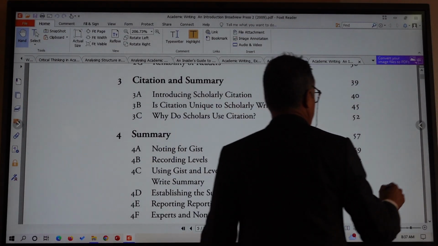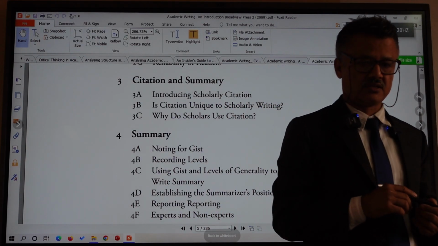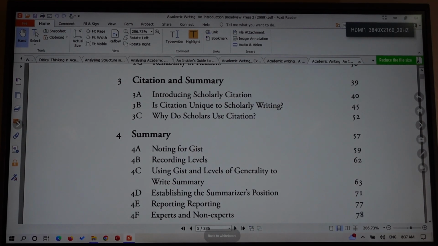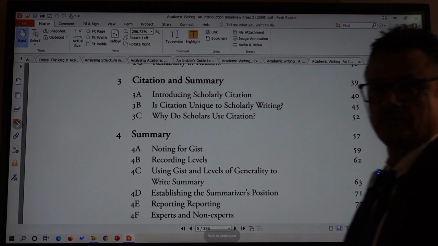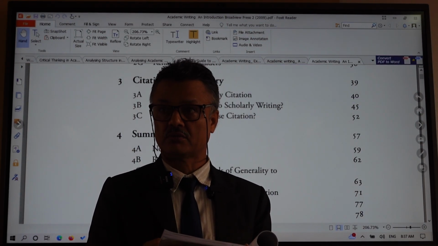Then in academic writing, you make citation and summary. You go to the library and you get this book. You think, oh, this is useful. You borrow the book, come home, and you read a chapter.